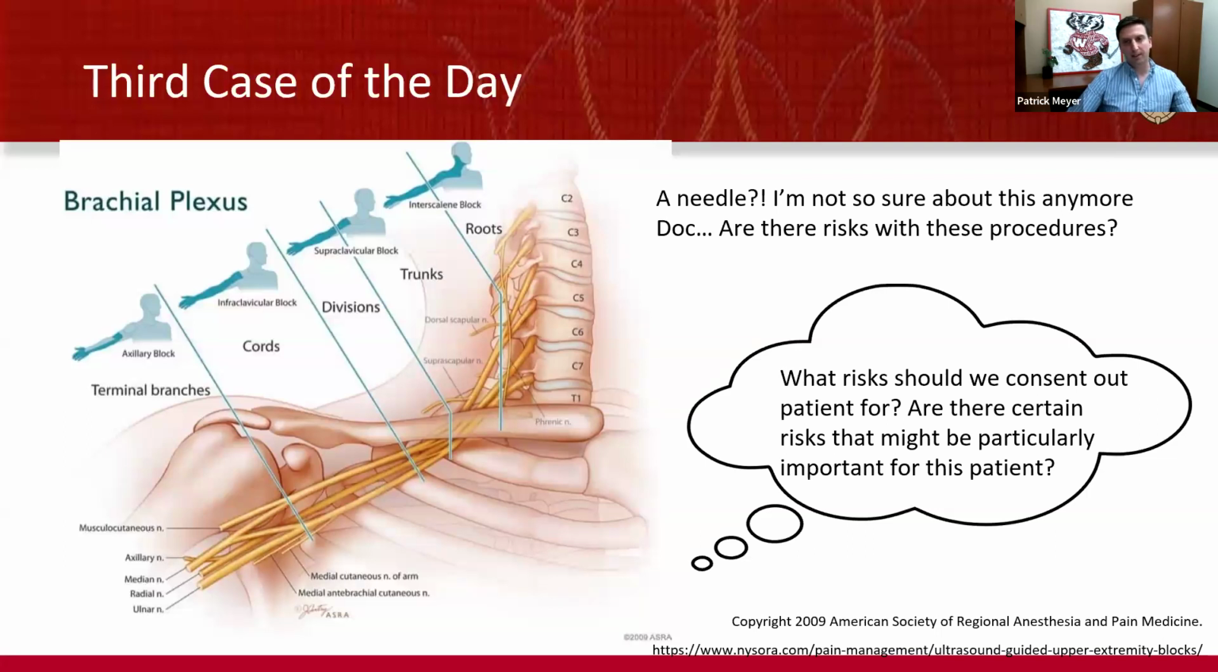So this guy says, a needle, I don't know about this, doc. Maybe we go back to that general anesthesia and I feel sick for a little bit. Are there risks with this procedure? So what kind of risks do we talk about when we're doing nerve blocks and in particular brachial plexus blocks here?